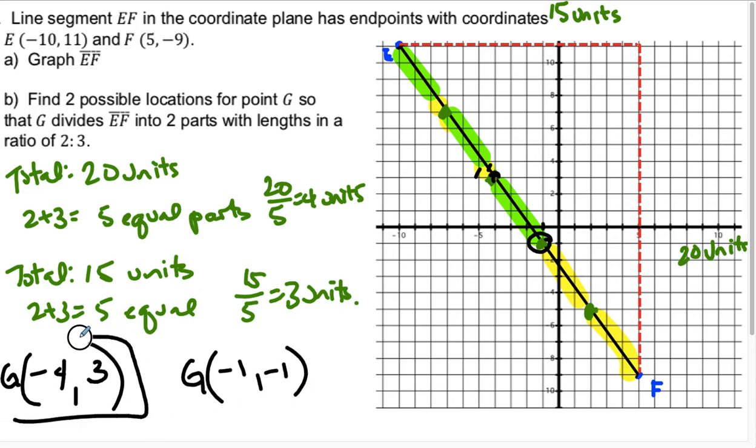All right, and that is it. That is the lesson on partitioning a segment.